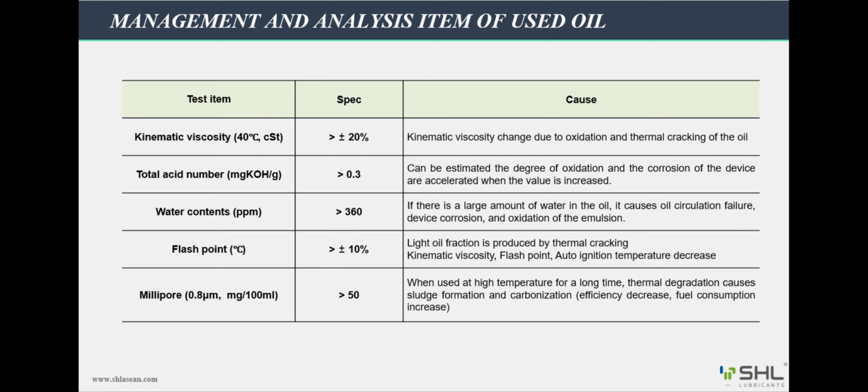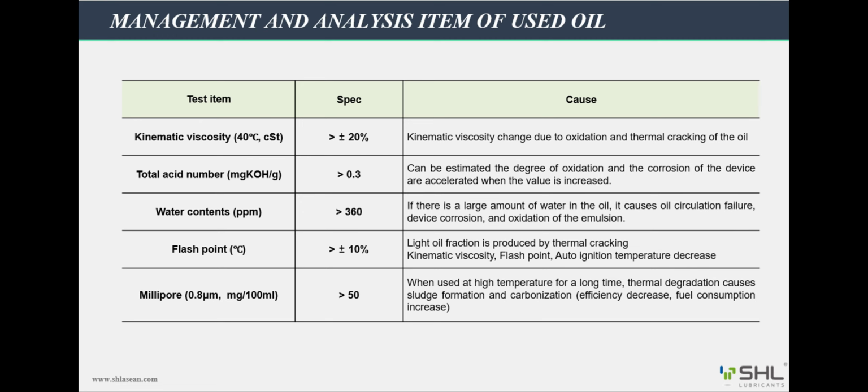The second is about the total acid number. An increase in the total acid content can mean an increase in the rate of oxidation and the corrosion of the equipment. Limit the total acid number index to within 0.3 mg potassium hydroxide per 1 gram of the sample. Regarding the water content, if there is a large amount of water in the oil, it is easy to cause pipeline corrosion and oxidation of the emulsion. Control the water below 360 ppm.